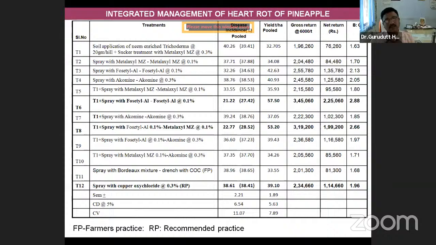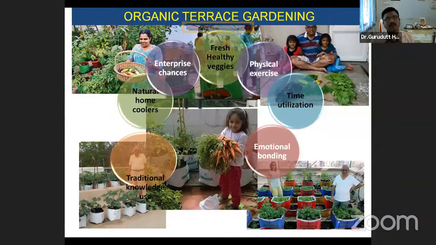And nowadays this technology is not only in the fields but also in terrace gardens. Most of the farmers grow vegetables on their terraces using all these organic agriculture practices, mainly to get fresh veggies. It's physical exercise for them, time utilization, emotional bonding, traditional knowledge. They get nutritious colored fruits, and there are enterprise chances as well.